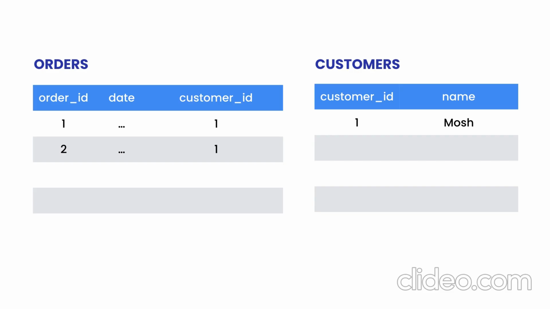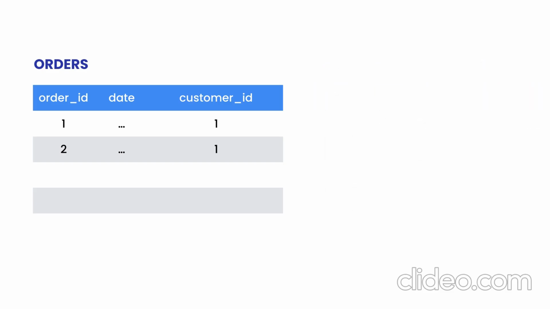Now, sometimes this is not very obvious at first. For example, what if the column was called customer instead of customer name? You would say, well, every order has a customer, so this is an attribute of an order.